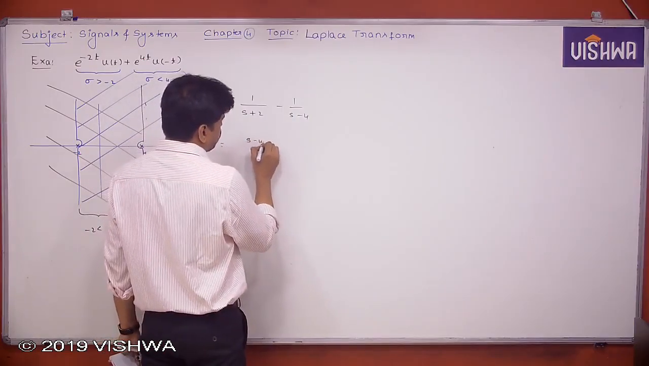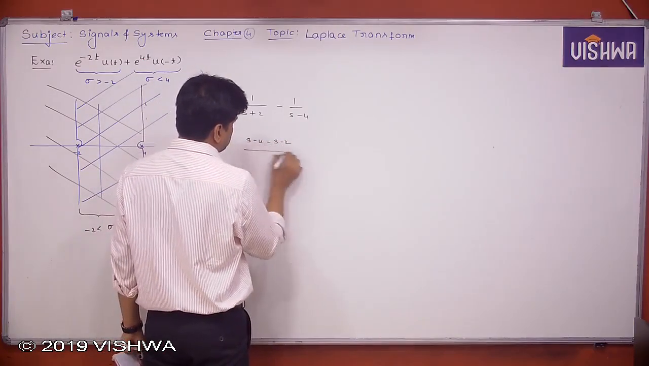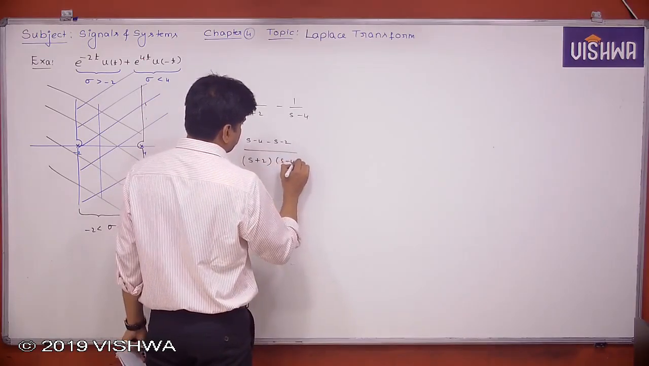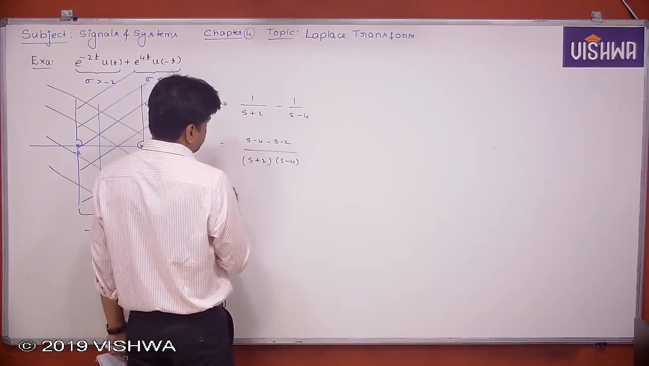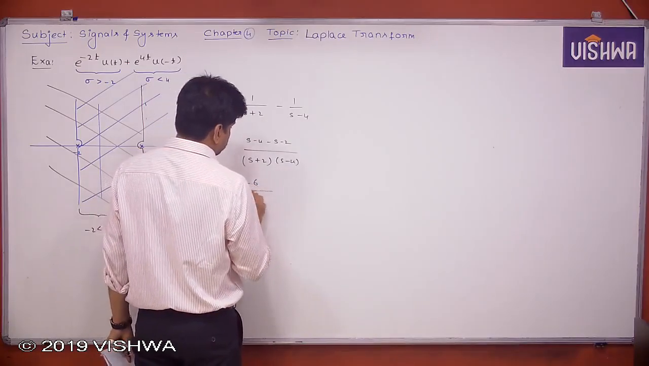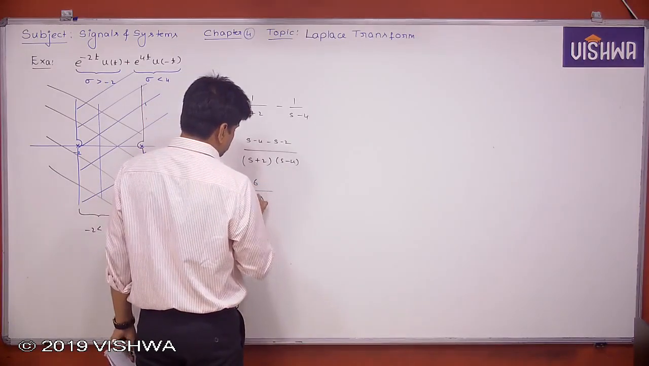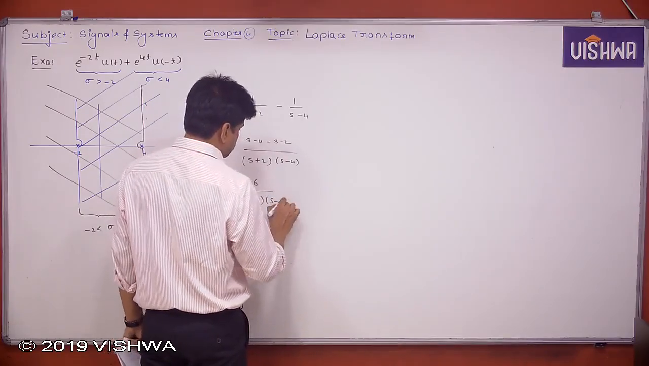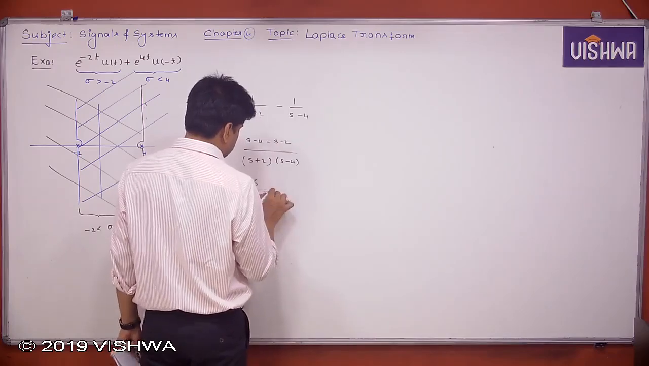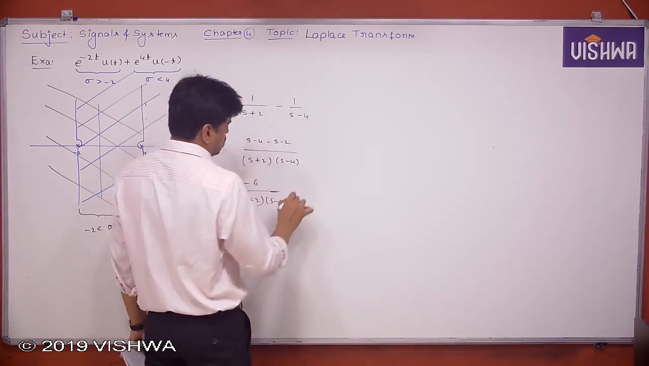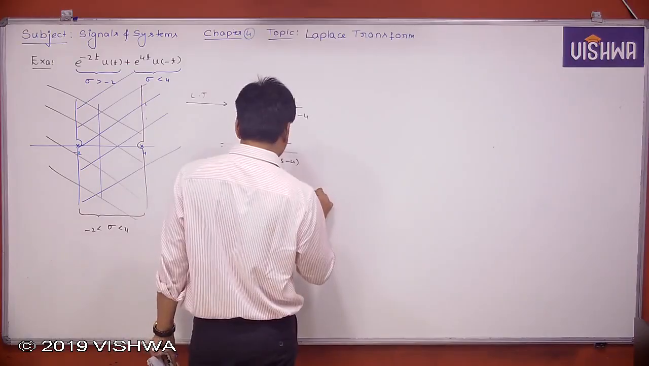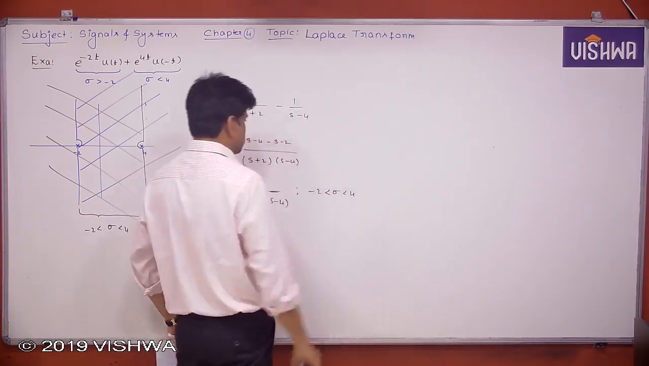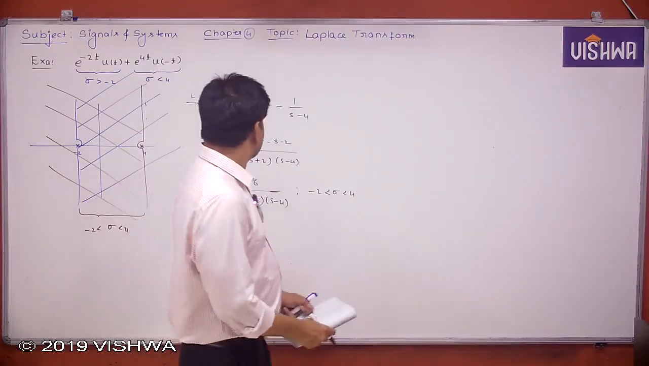S minus 4 minus s minus 2 by s plus 2 into s minus 4. So what we are going to get? Minus 6 by s plus 2 into s minus 4. Here the ROC is minus 2 less than sigma less than 4. That's the meaning of it. Next.